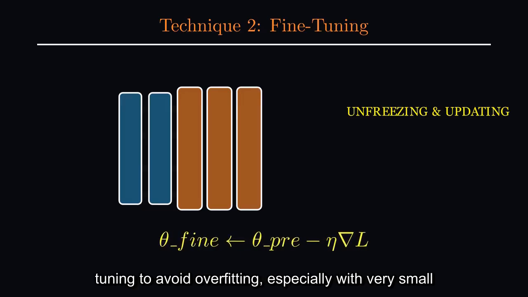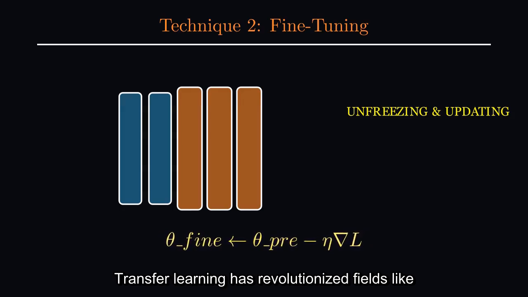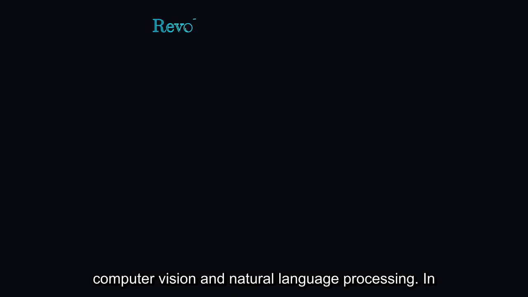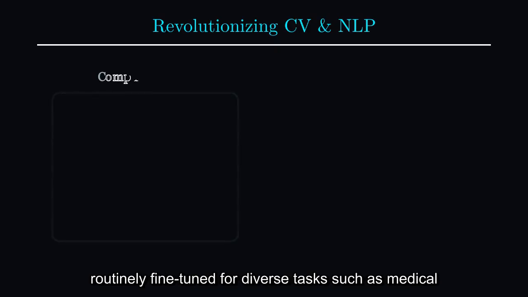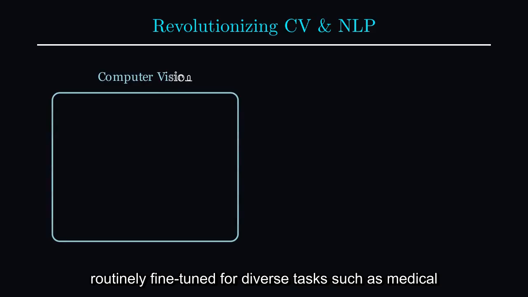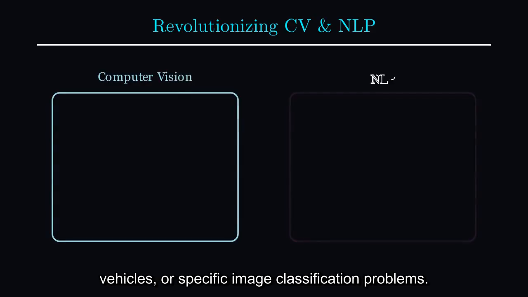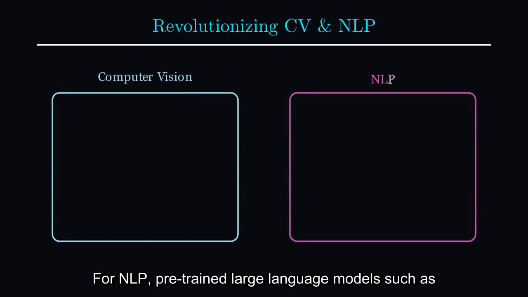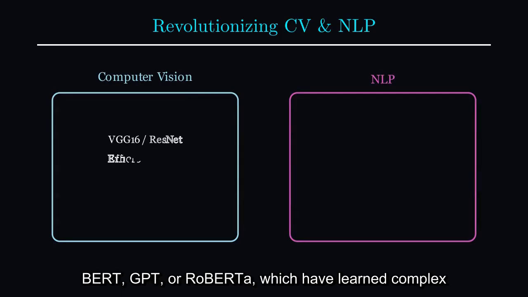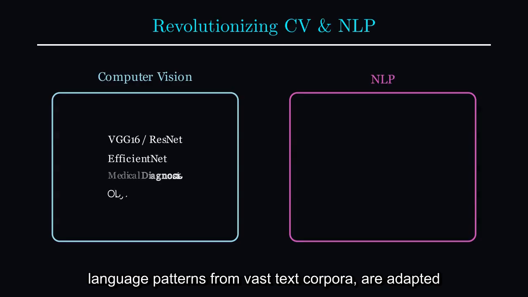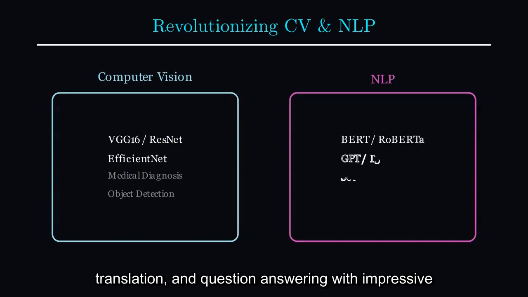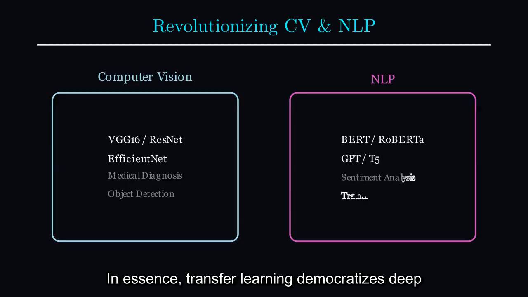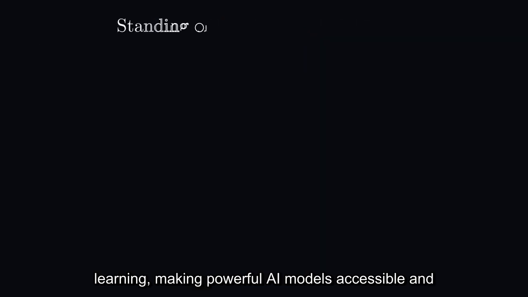Transfer learning has revolutionized fields like computer vision and natural language processing. In computer vision, models like VGG, ResNet, or EfficientNet, pre-trained on millions of images, are routinely fine-tuned for diverse tasks such as medical image diagnosis, object detection in autonomous vehicles, or specific image classification problems. For NLP, pre-trained large language models such as BERT, GPT, or RoBERTa, which have learned complex language patterns from vast text corpora, are adapted for sentiment analysis, text summarization, machine translation, and question answering with impressive efficiency.